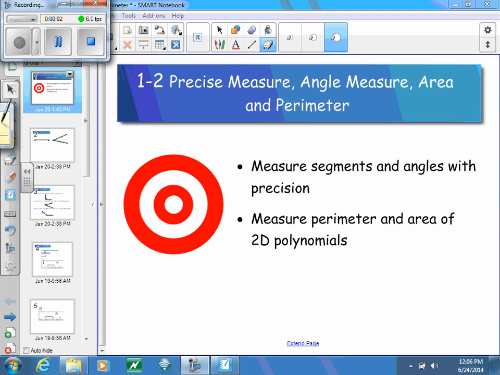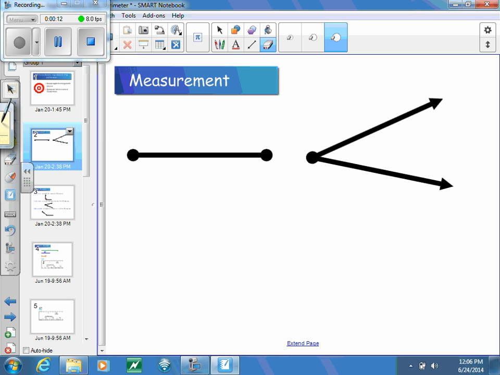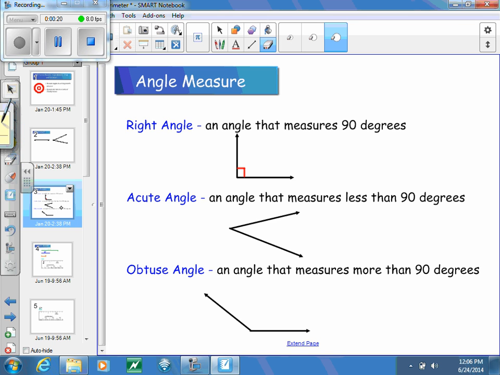All right, our next section, we're going to be talking about measurement and using precise measurement to measure segments and angles. So as we start looking at segments, we're going to be using a ruler to do that. And with angles, we're going to be using a protractor. When we start talking about angles, we can review three different classifications of angles.